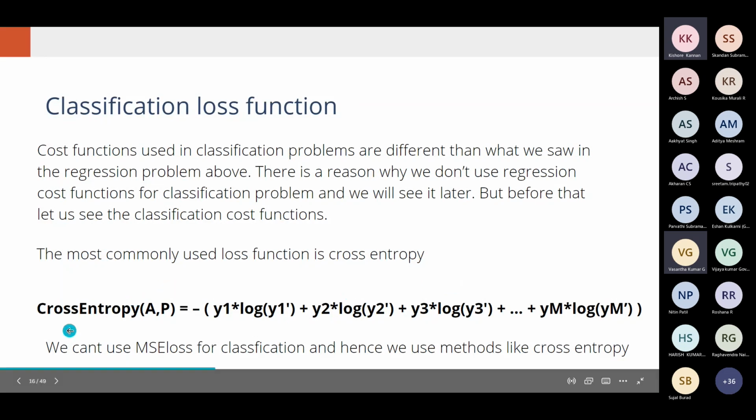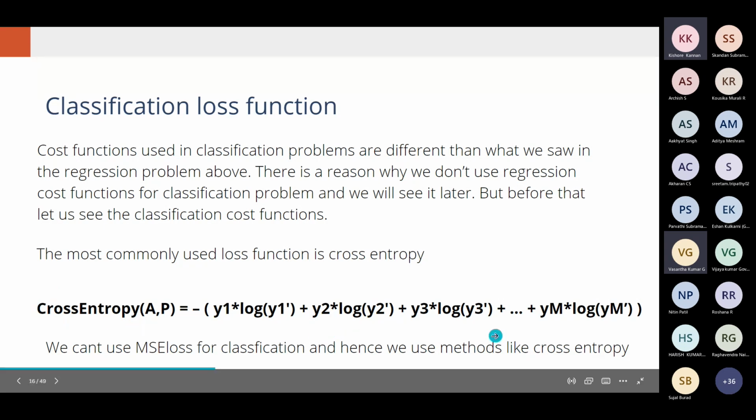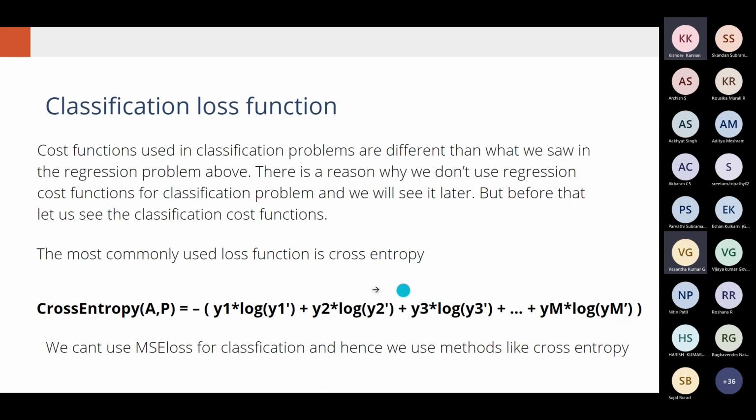And there are many loss functions that are used for classification. But the one that's mostly used is cross entropy. And cross entropy, this formula is something similar to what you read in thermodynamics. So the formula is nothing but minus of, in brackets, y1 times log of y1 dash plus y2 times log of y2 dash plus y3 times and so on.